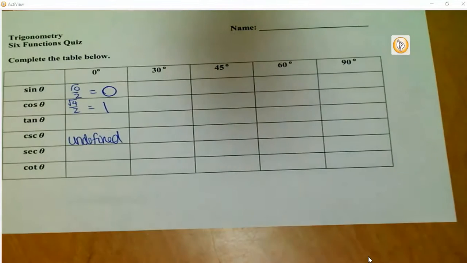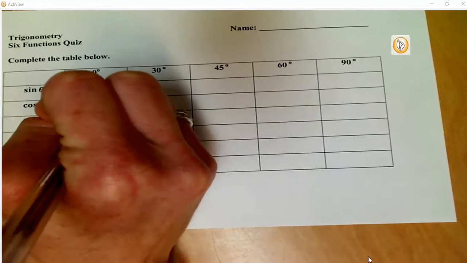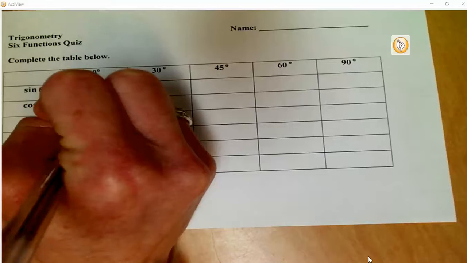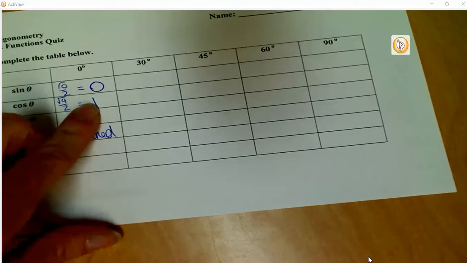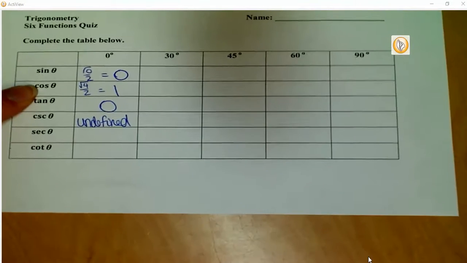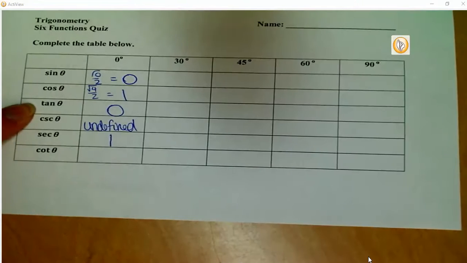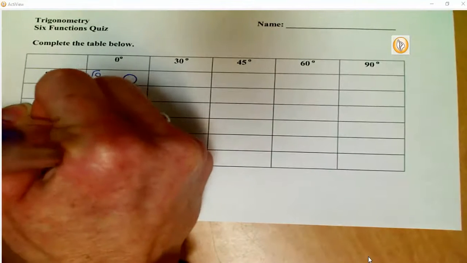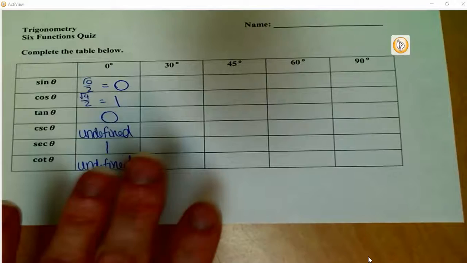Tangent, square root of the top over square root of the bottom. Square root of 0 over square root of 4 is 0. You could also remember it's just sine divided by cosine. 0 divided by 1 is 0. Secant is the reciprocal of cosine, so the reciprocal of 1 is 1. Cotangent, reciprocal of tangent, so reciprocal of 0 is undefined. Okay, so we've got all of our zeros.